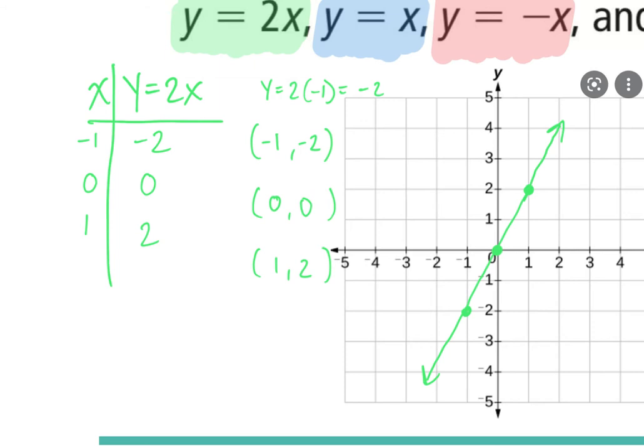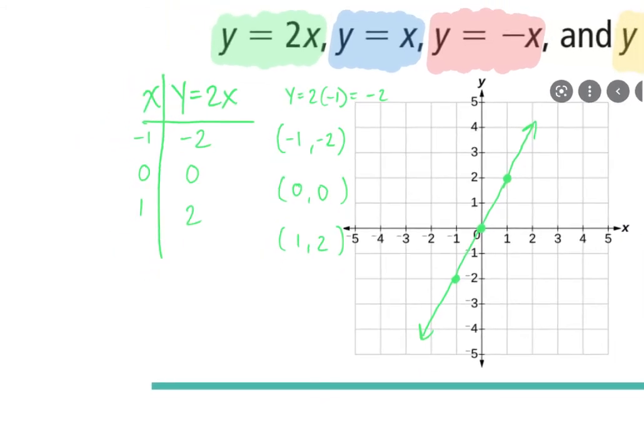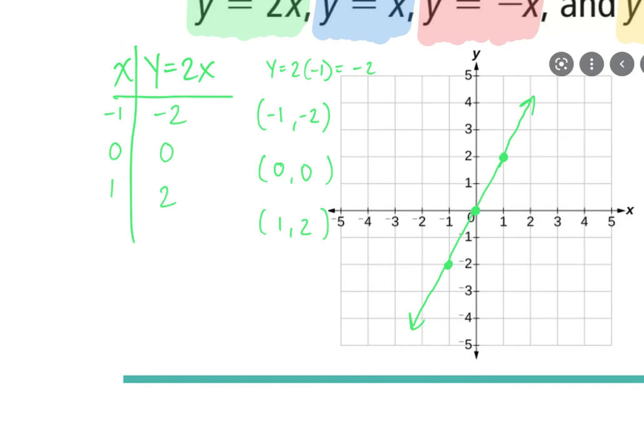All right, now let's find the slope of this green line. Before we actually find the slope, let's describe it. Would you say that the green line is steep or flat? Nick? I'd say it's steep. Okay, so let's put steep down here.